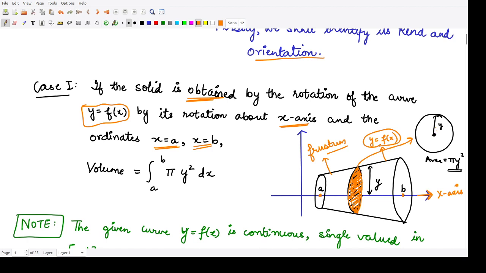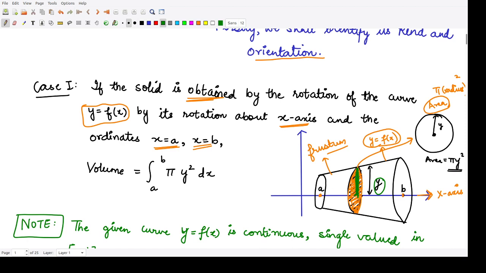So how do you obtain the area for this circle? The area of the circle is pi into radius square, this we all know. And what is the radius here? If you see, the radius is this distance from the center to this line, right? And this is the distance of the point from the x-axis, and that is nothing but y. So we have the area as pi y square for one disk.